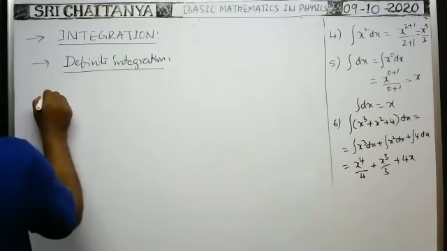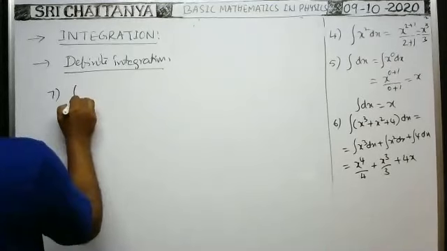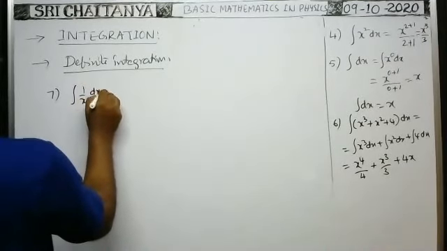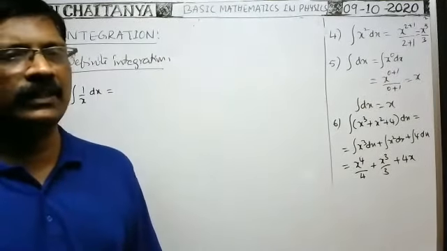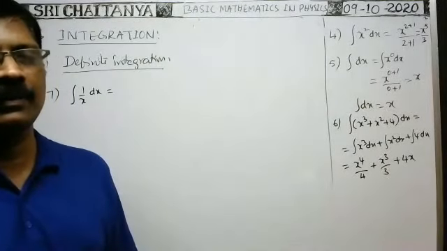Okay, next, the seventh one, integral 1 by x dx is there. Integral 1 by x dx is there. After integration what will you get, tell me.